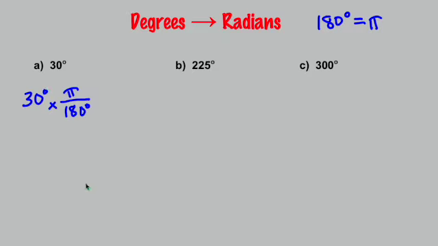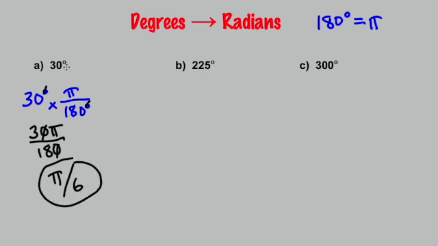So I'm going to cross off the degrees first. We're going to wind up with 30 pi over 180, and now it's just a matter of reducing 30 over 180. I can divide them both by 10, so now I get 3 over 18, and if I divide them each by 3, I'm going to get 1 over 6, or just pi over 6.